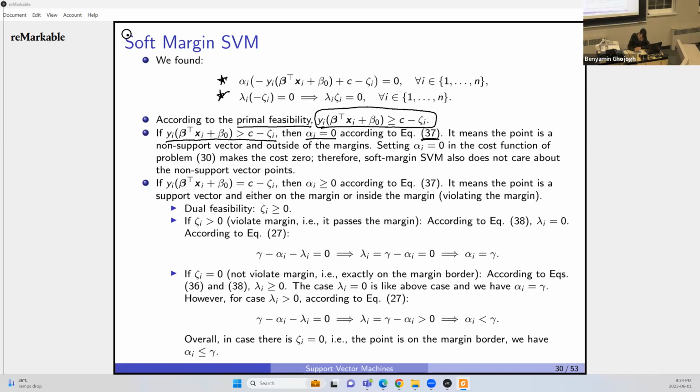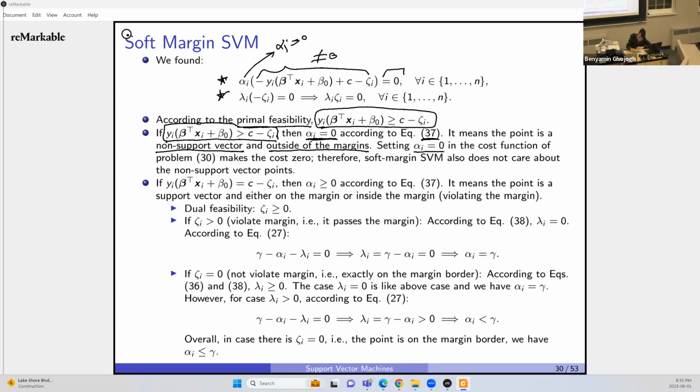So let me say this, if yi times beta transpose xi plus beta zero is greater than c minus zeta i, it means that this is not zero. And as this multiplication is equal to zero, alpha i must become zero. Okay? So it means that the point is a non-support vector, and outside of the margins. We had similar analysis in hard margin SVM. But analysis becomes a little more complicated and interesting in this case, in soft margin. We will see.